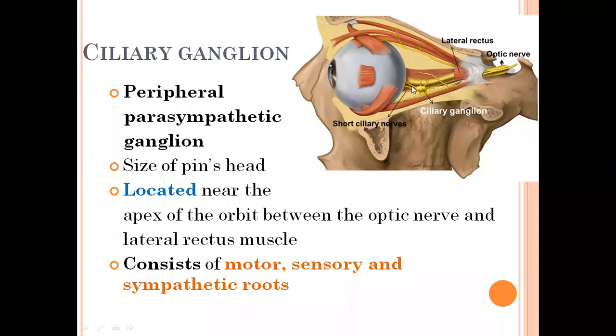So it consists of 3 roots: motor root, sensory root, and sympathetic root. The motor root is otherwise called the parasympathetic root. So now we'll see each root one by one.